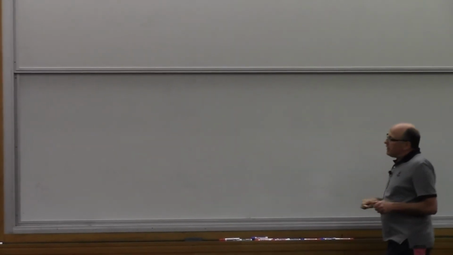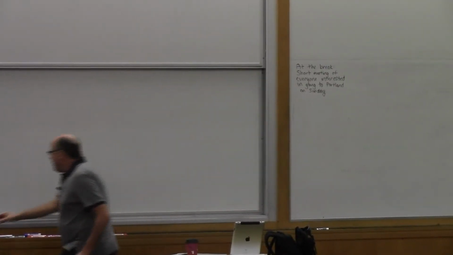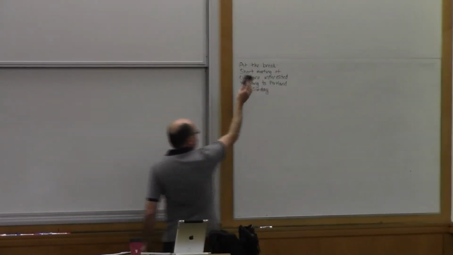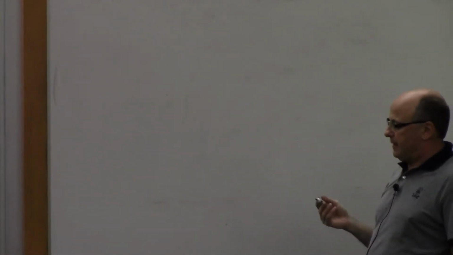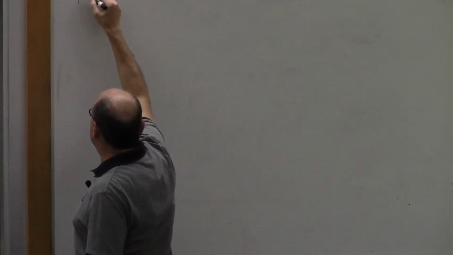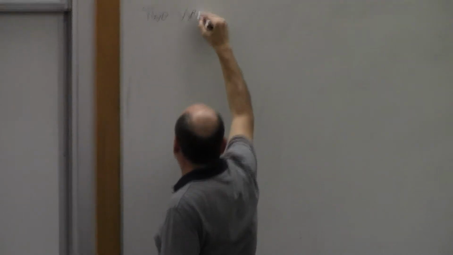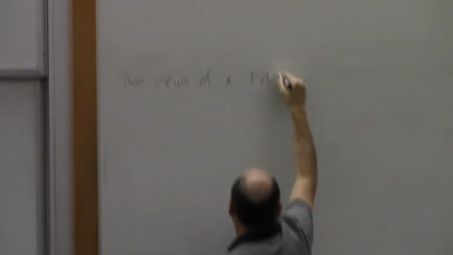So I'm going to start talking about the identity type, but before I do that, I want to fix a picture in your mind. Is this okay? Everyone got this? I'm going to fix a picture in your mind, which will be helpful in a little while. So it'll be nice to plant the picture right now. I want to look at what you might call two views of what a family of types is.